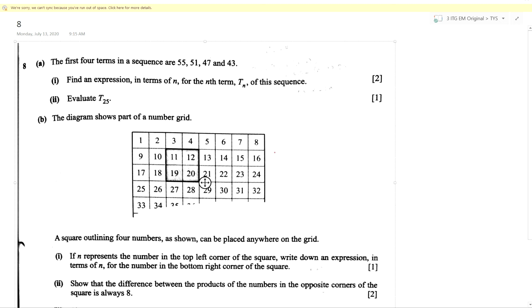Question A, part 1. These are the first 1, 2, 3, 4 terms. We see that this is a common difference. So you always subtract 4, meaning the d value, common difference, is -4. And we can actually use our formula to find out the nth term. So Tn is always given to be T1 plus n minus 1 times the common difference.